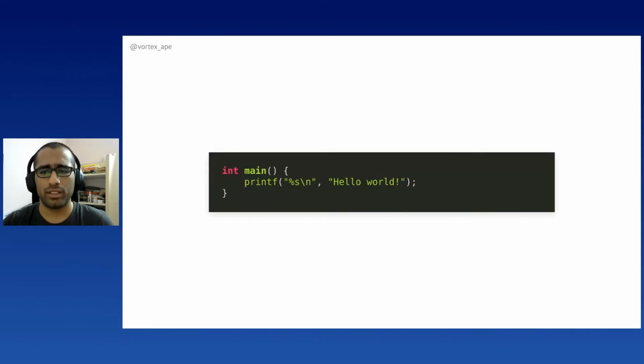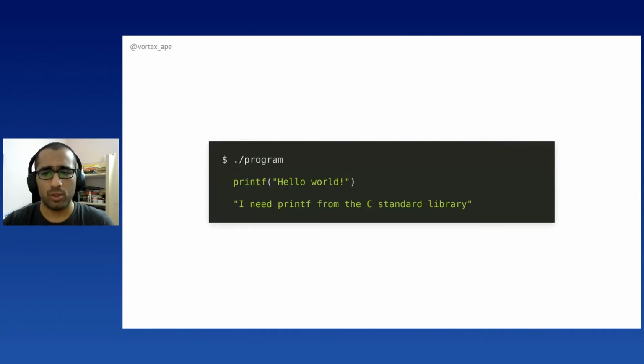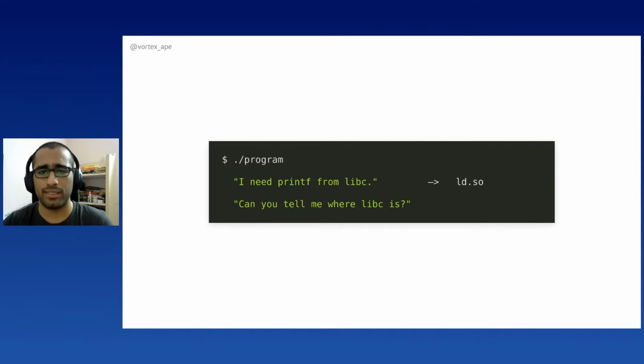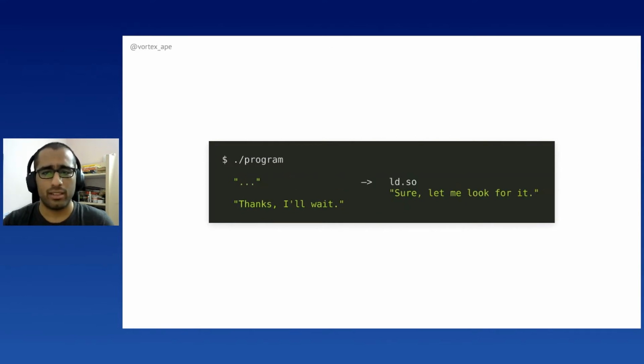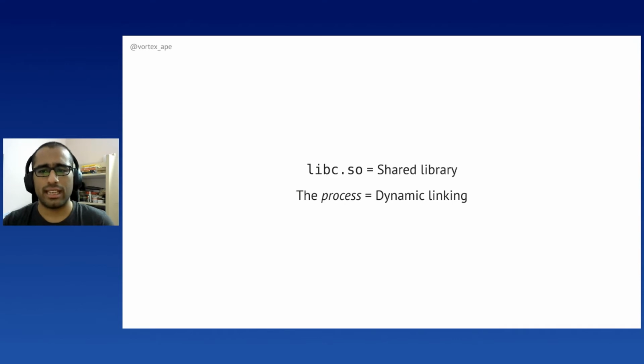Let's say we have a C program which prints a string called hello world. When we compile it with GCC to get an executable and run it, this is what happens. The program sees that it needs the code for printf from the C standard library called libc, and since it does not have it, it asks the dynamic linker, ld, for the path where libc is stored. The dynamic linker looks for it, finds it in one of the default paths, and gives it to the program, which can then finally finish executing. Here, libc.so is the shared library, and the whole process of finding it is dynamic linking.